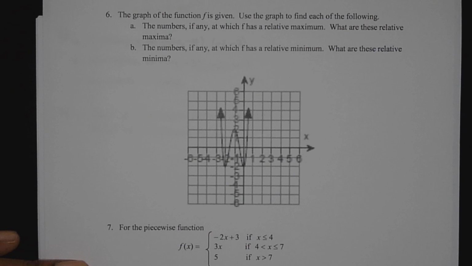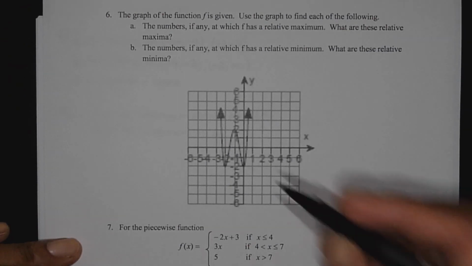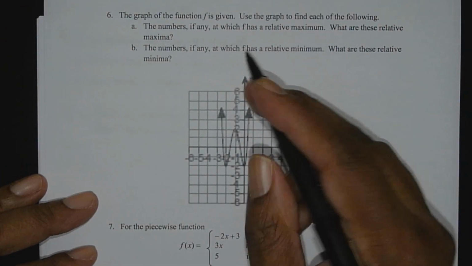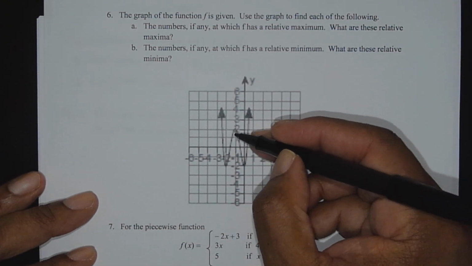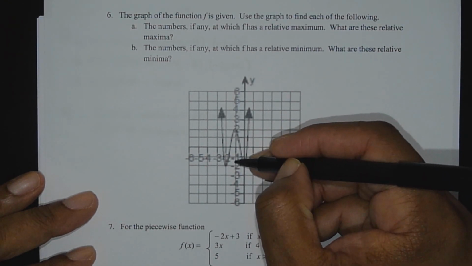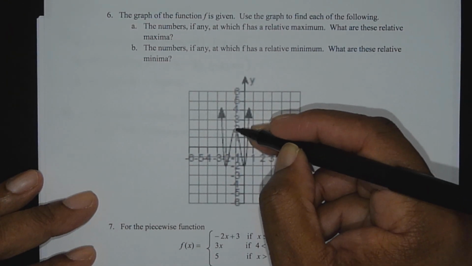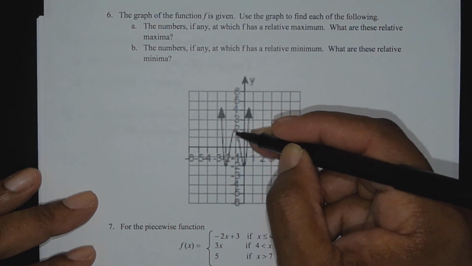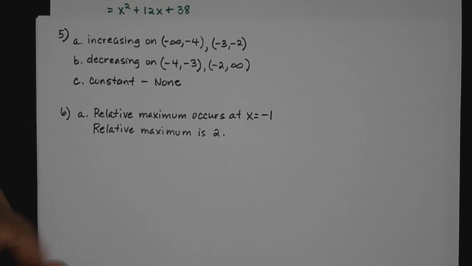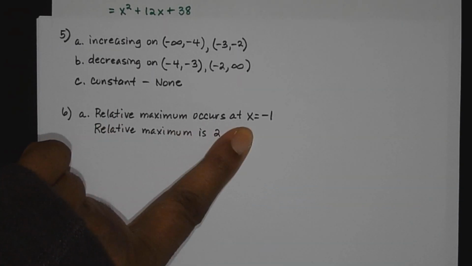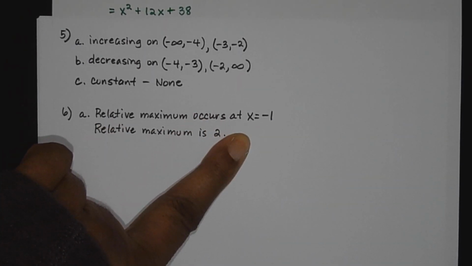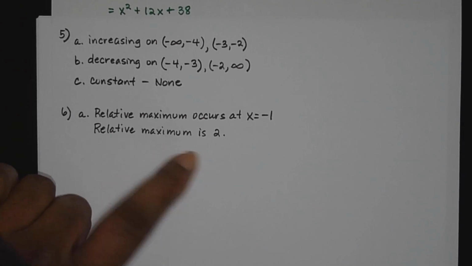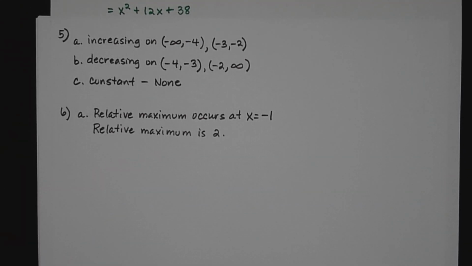So we're putting 2 answers down. You're looking for the x value where the relative maximum occurs. And then you're going to find out what that relative maximum is, which is your y value. Okay, so that's why there are 2 answers. Where it occurs, the x value, and what the relative maximum is. Any other questions?